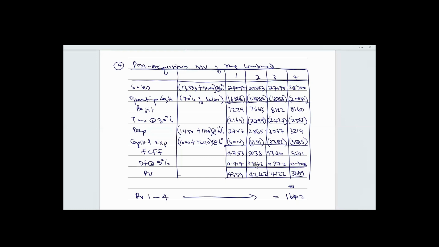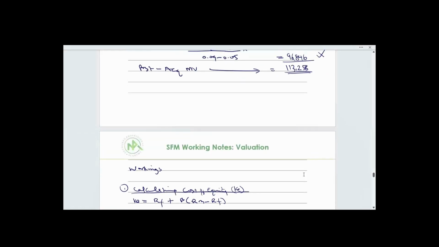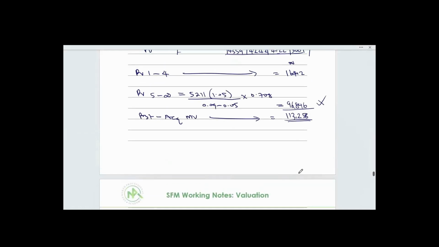Let's confirm the numbers. They are the same on my end. Okay, so in case you're on your own. Now, if that is the case, the total present value, the post acquisition market value, is that. The examiner is now asking you to estimate how much synergy is expected to be created.